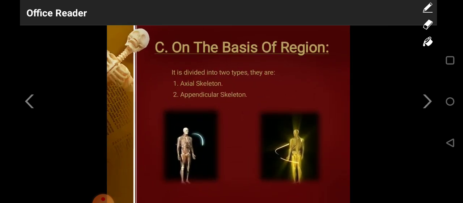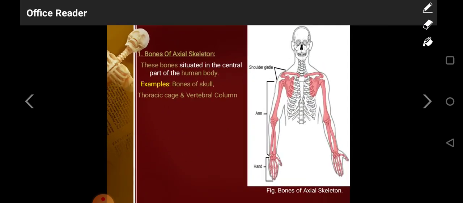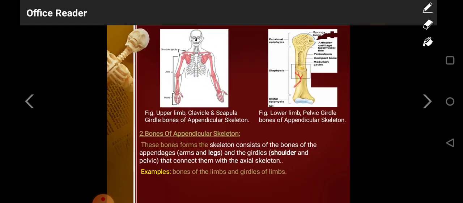Then the third classification is on the basis of region. So on the basis of region, we have 2 types of skeleton, axial and appendicular skeleton. The bones of the axial skeleton are situated in the central part of the human body. Example, bones of the vault of the skull, thoracic cage and the vertebral column. Then bones of the appendicular skeleton. These form the skeleton which consists of the bones of the appendages like arms and legs and the girdles like the shoulder and the pelvic girdle that connect them to the axial skeleton. Example, bones of the limbs and the girdles of the limbs.